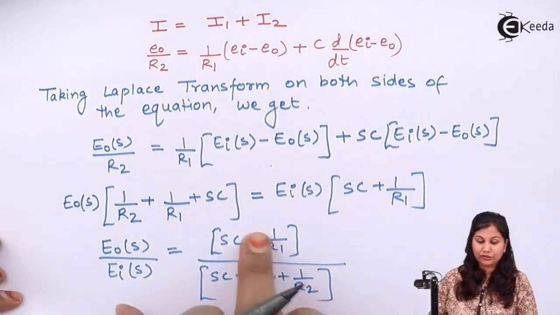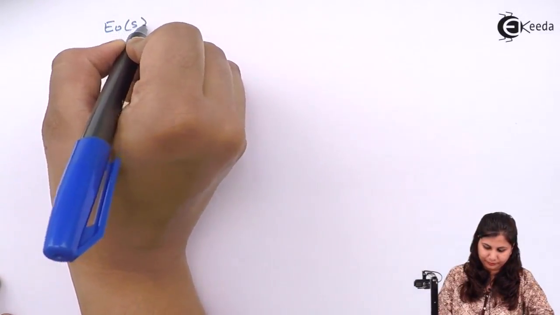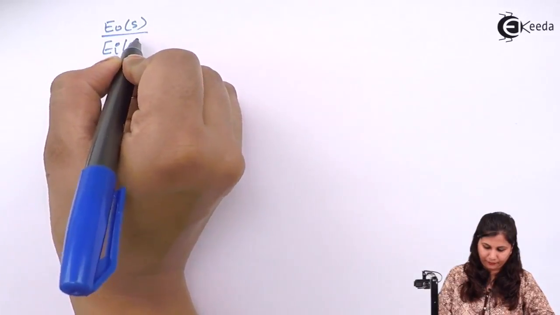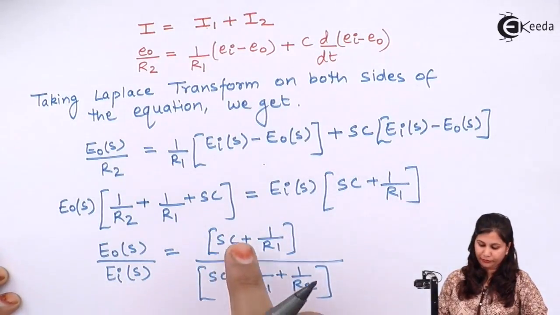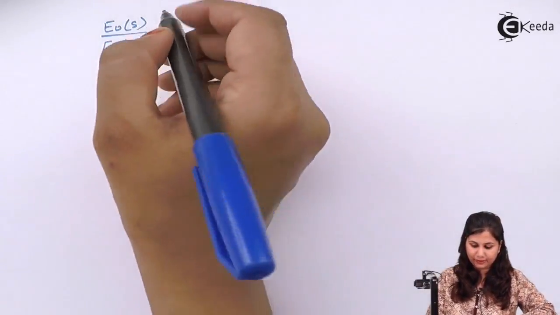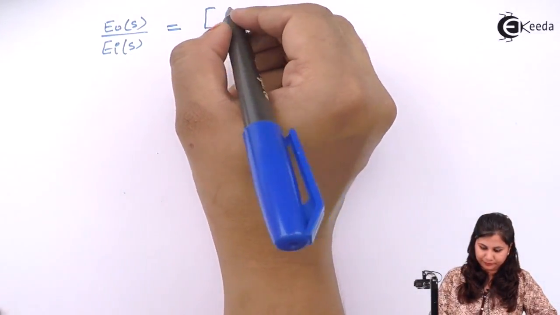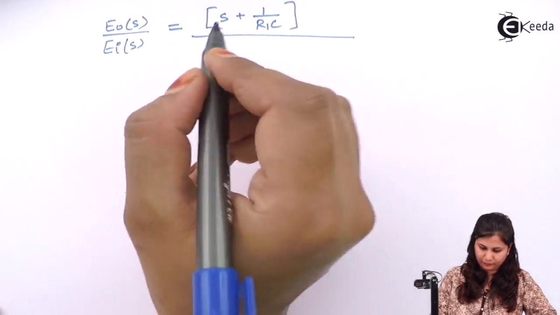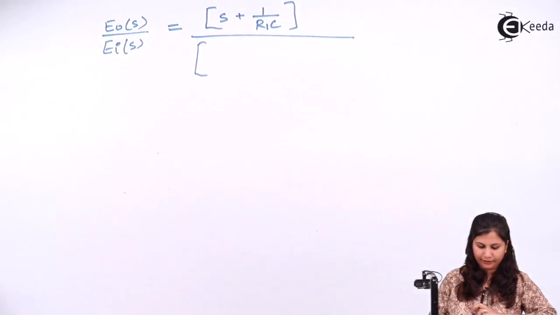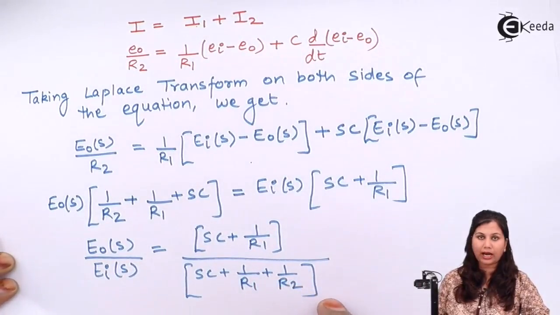Now let's simplify this transfer function. In this ratio take C as common in both the numerator and the denominator. When we take C common from both, it cancels out and we are left with, in the denominator, S plus 1 upon R1C plus 1 upon R2C.